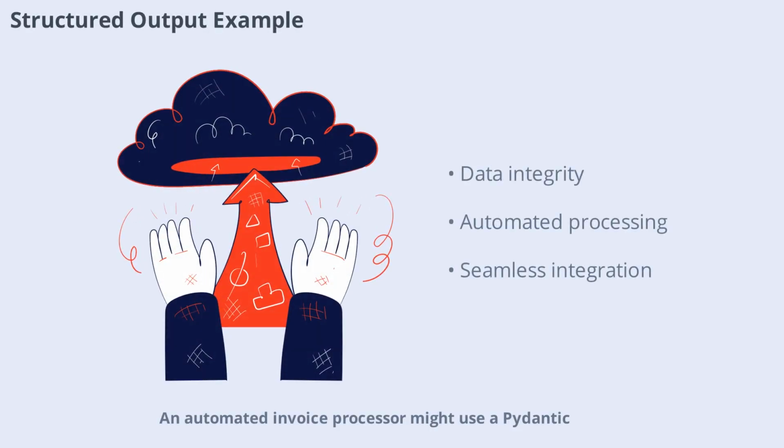An automated invoice processor might use a Pydantic schema with fields for invoice number and total tax. When the agent processes an invoice, it returns a structured JSON object that can be loaded directly into an accounting database, ensuring data integrity and reducing manual errors.